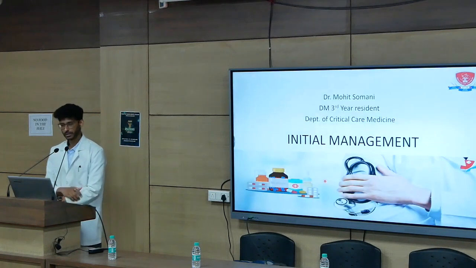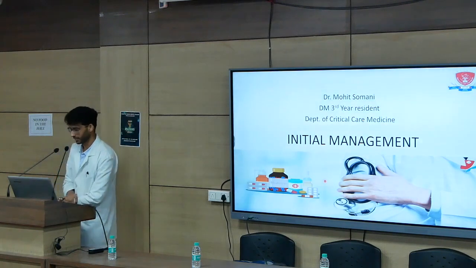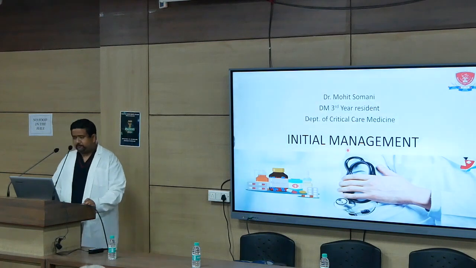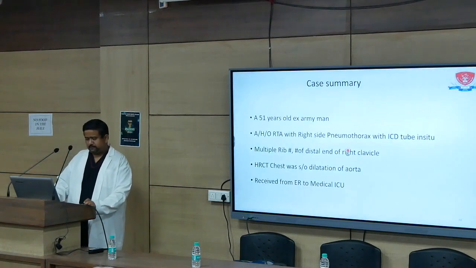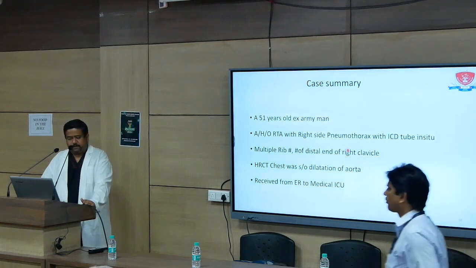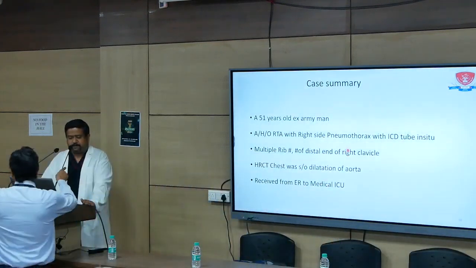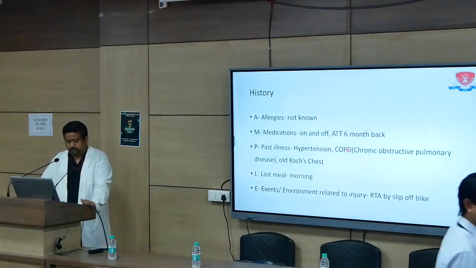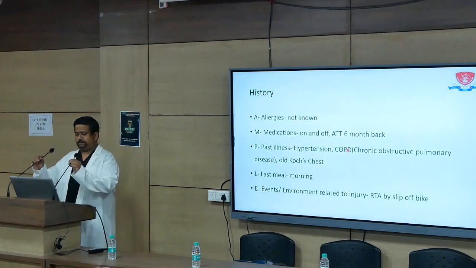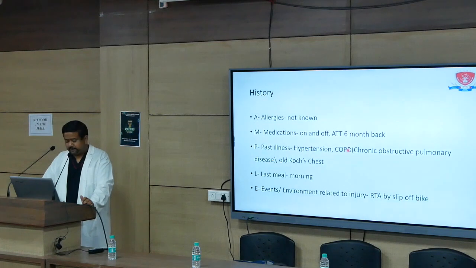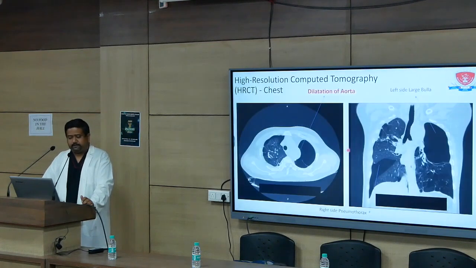Now further, the ICU management will be explained by Dr. Mohit. Can you please go back to the CT system? Thank you. The patient was received from ER in ICU, a 51-year-old ex-army man with a history of RTA with right side pneumothorax with ICD tube inserted on the right side, with multiple rib fractures and fracture of the distal end of the right leg. A brief history and physical examination from head to toe was done in ICU.